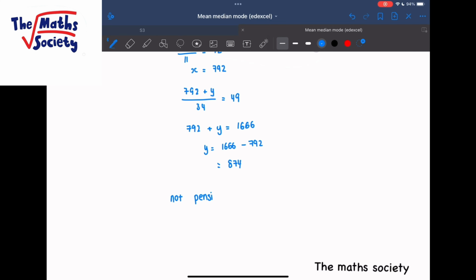So if it is not pensioners, the mean has to be equal to 874 divided by, we have 34 in total, minus 11 who are pensioners. So 874 divided by 23. So you have 38, which is the mean.